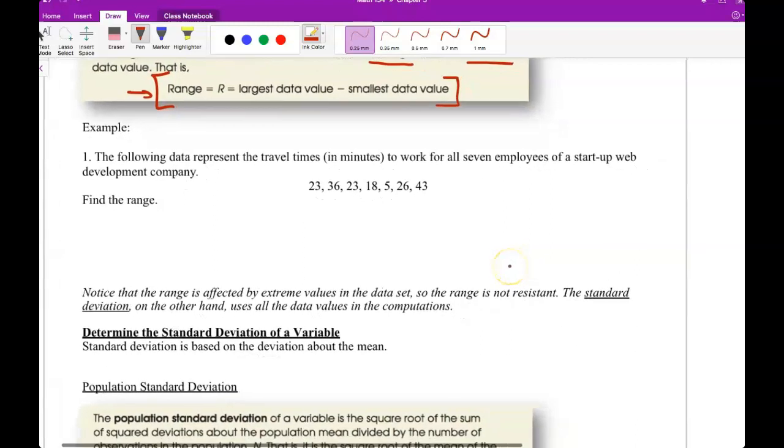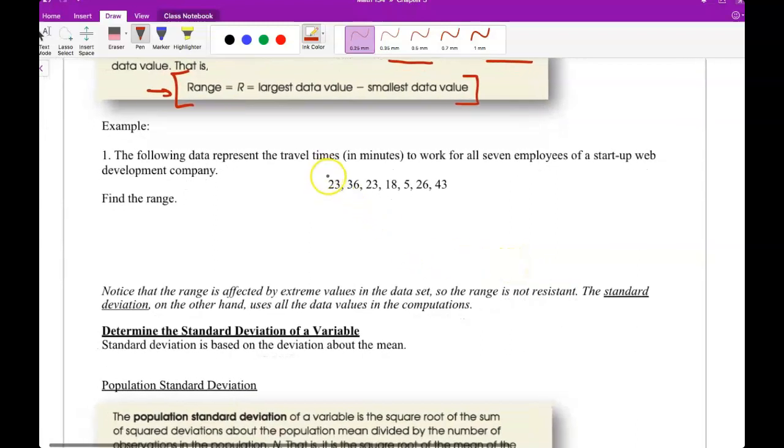Example number 1, the following data represent the travel times in minutes to work for all 7 employees. Here we have all 7 employees. If you remember, we had exactly this one in the previous section, example number 3, part A, and I said that since we worked on median, it doesn't matter if that example is sample or population, because you're working on median.